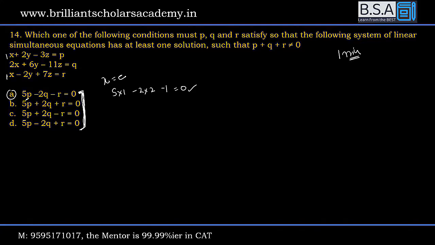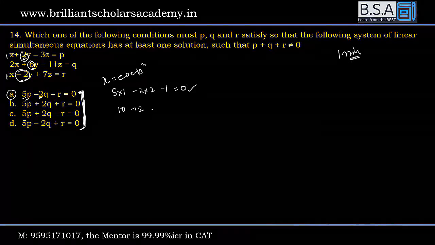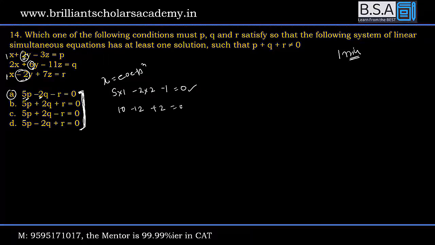You verified the coefficient of x. Do it for y. What is the coefficient? 2 here, 6 here, and -2 here. Please pay attention. Multiply this by 5, 10. Multiply the middle one by -2, -12. And the last one is -2. Negate it. Minus of -2 is +2. Is it 0? Yes. So 2 have matched.